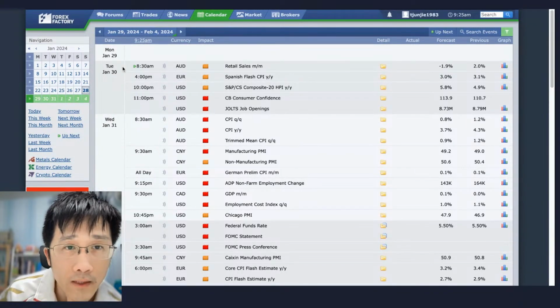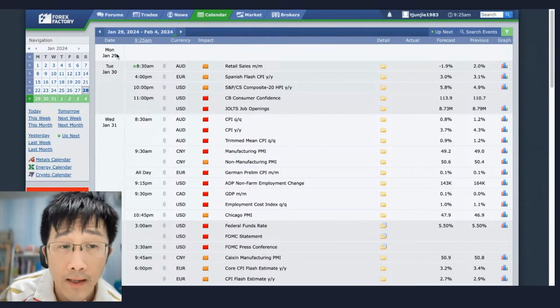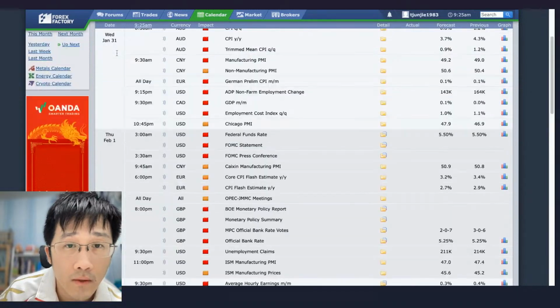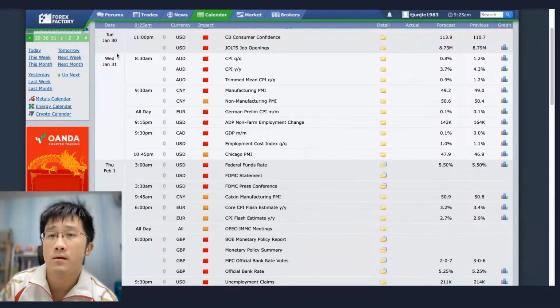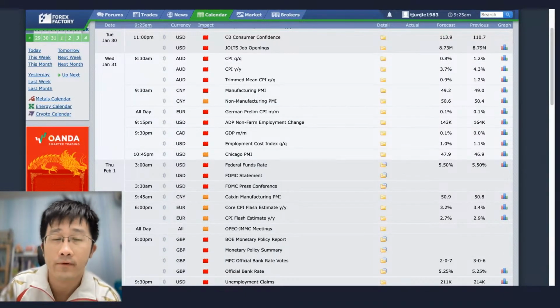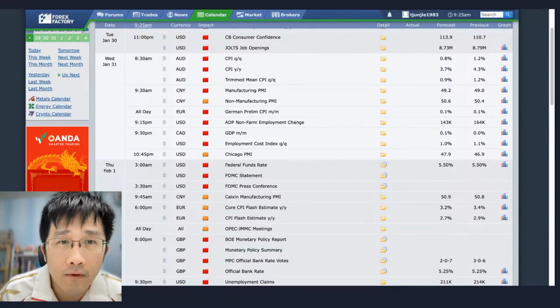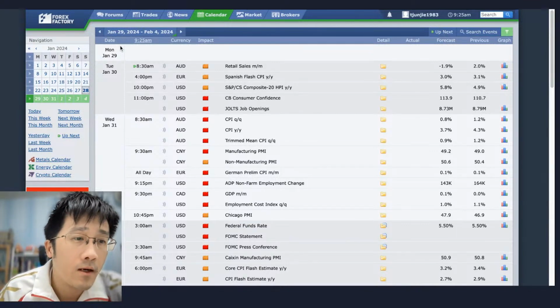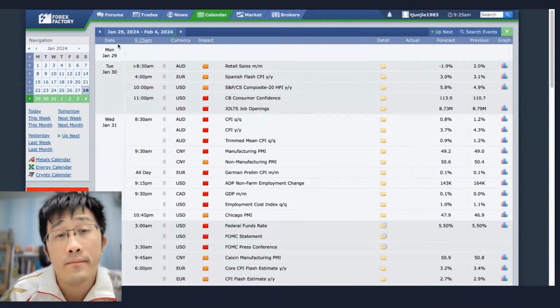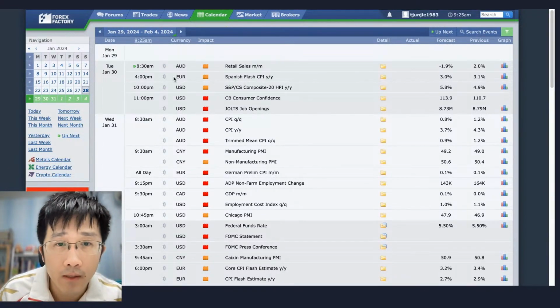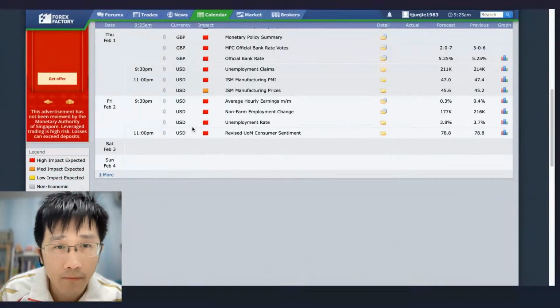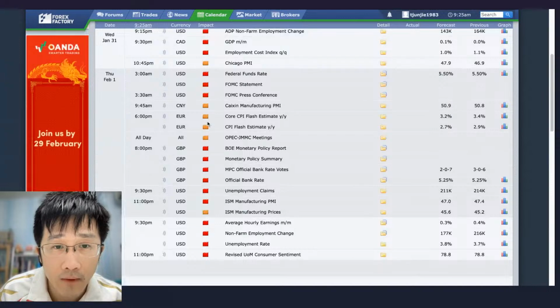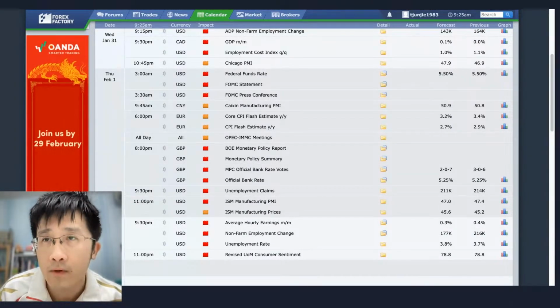Okay, so for next week, we're starting from 29th of January. So yeah, we are already ending the first month of 2024 very fast. And then for next week we have another non-farm payroll data that's going to be released on Friday itself. So non-farm payroll is always on the Friday, first week of the month.